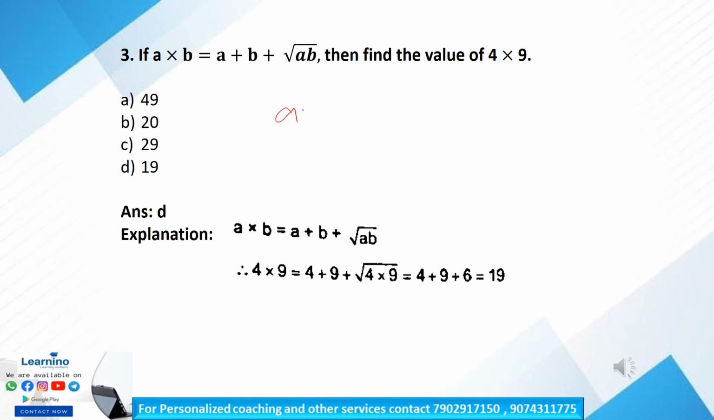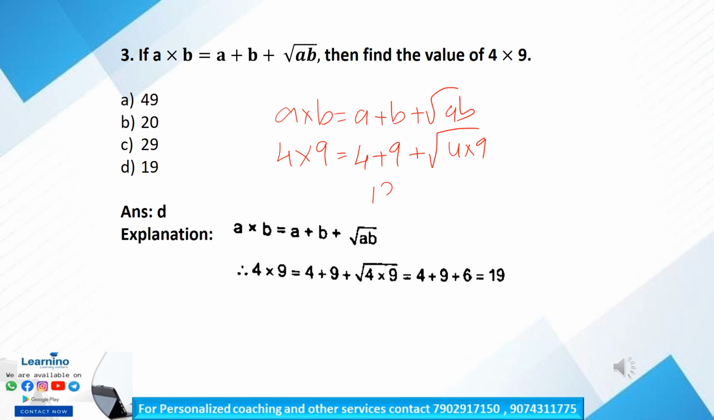If A into B is equal to A plus B plus root AB, what is 4 into 9? That is equal to 4 plus 9 plus root of 4 into 9, isn't it? So 9 plus 4 is 13, plus what is root of 4 into 9? That is equal to root 36. So 13 plus 6 equal to 19 is our answer. Option D is our correct answer.